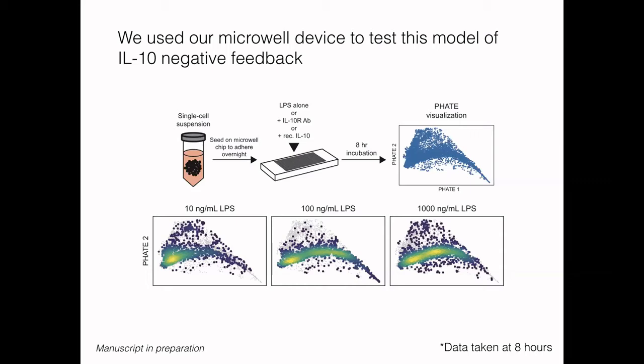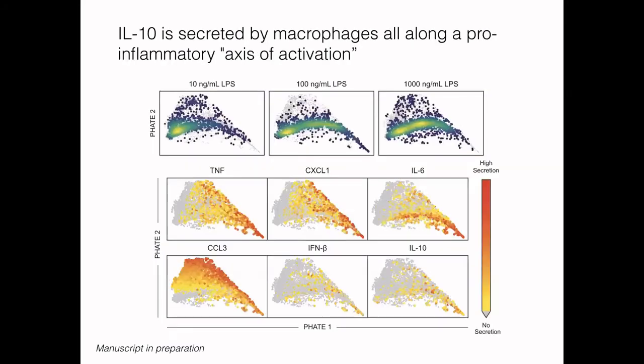And then we visualized the multiplex data using FATE, which is a visualization algorithm that really tries to emphasize some of the global changes in the data, more of a manifold visualization of the data. And what you can see, I'm showing you the cell density on 10, 100, and increasing doses of LPS, essentially. You can see that cells are kind of moving into an axis along the x-axis. And what we think is a pro-inflammatory axis of activation.